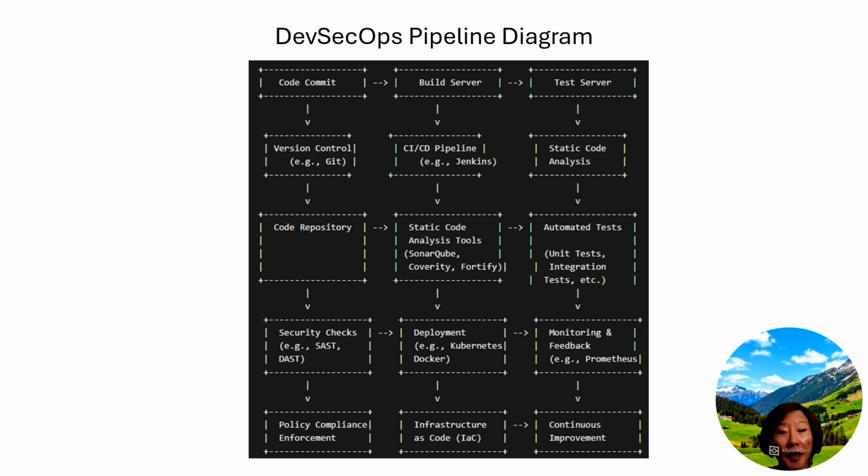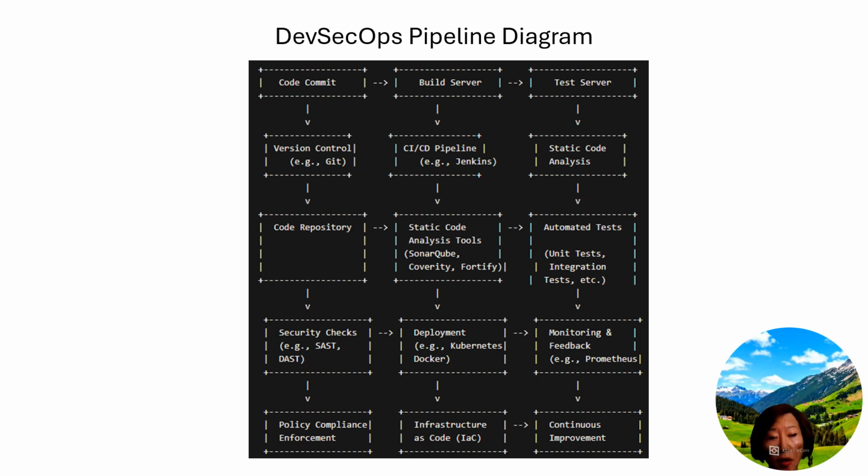For policy compliance and enforcement, we want to automate it, of course. Automation of policy enforcement implies that policies are encoded into the DevSecOps pipeline, the one that you're looking at right here. For example, if a specific coding standard requires input validation, tools and scripts to enforce this ought to be included in the CI/CD pipeline. For continuous improvement, we need to regularly update and refine security policies based on feedback and evolving threats.